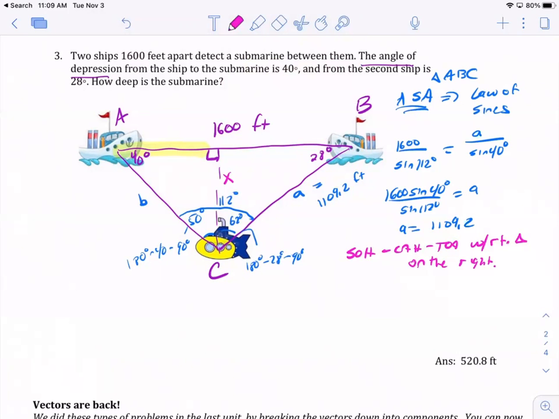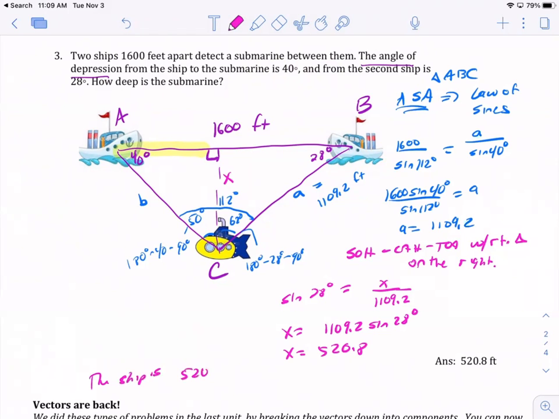Oh, we can do sine. Yeah, sine is right. Sine 28 degrees equals x over 1,109.2. Very nice. And then you multiply both sides, so it'll be 1109.2 sine 28. And if we punch that in the calculator, hopefully we're going to get 520.8. Is that what you got? Okay, great.